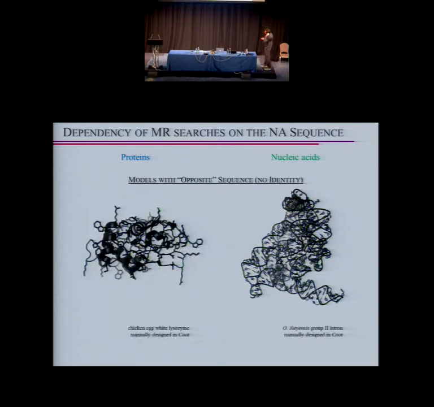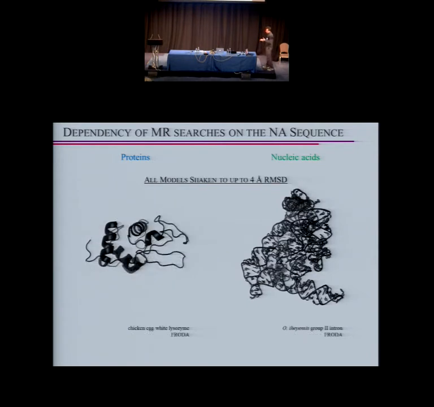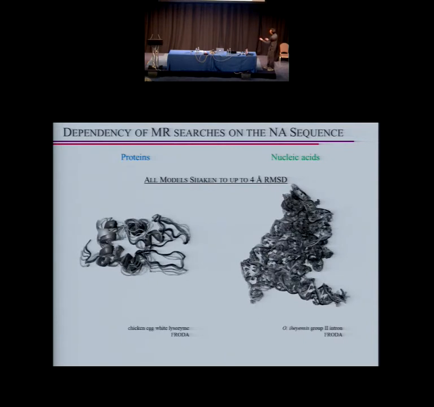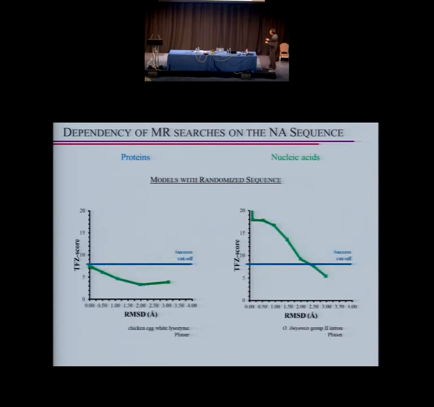At the same time, I brought this experiment to a further extreme by replacing each single amino acid or base with a completely different one, thereby having no sequence identity in this new artificially created structure with respect to the original model. And for both of these strategies, I used a series of structures to perform molecular replacement searches with increasing levels of RMSD, up to 4 angstroms. And here are the results.